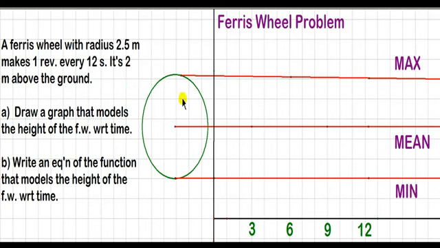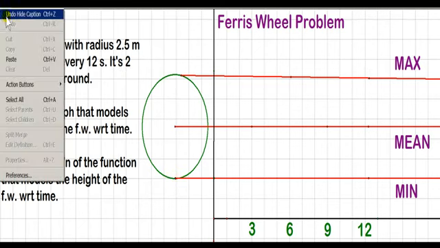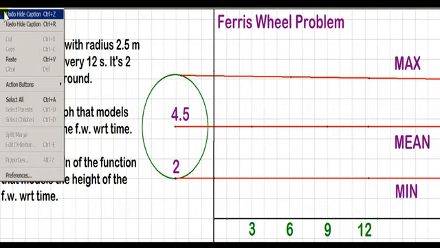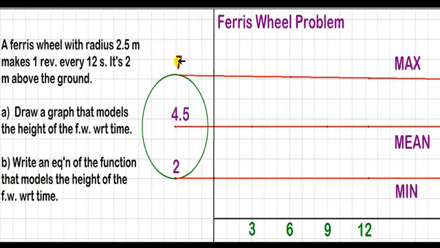Now let's find the 3 key critical height values for the Ferris wheel. We're told that we start 2 meters above the ground, so let's place 2 at the bottom of the ride, like so. We're told that the amplitude is 2.5. That means to go from here to the center of the wheel, we need to add another 2.5 meters. So let's do that. And it's 4.5. From the center of the wheel to the highest or the maximum point of the wheel, we add another 2.5, namely 7 meters. So now let's recap.